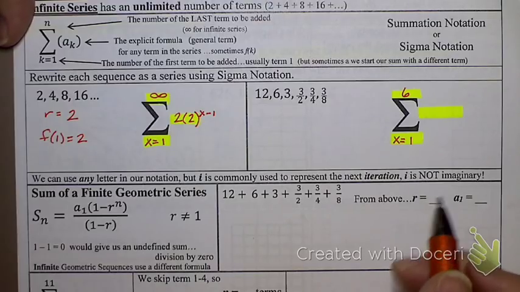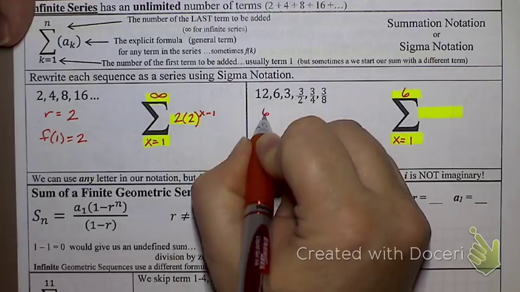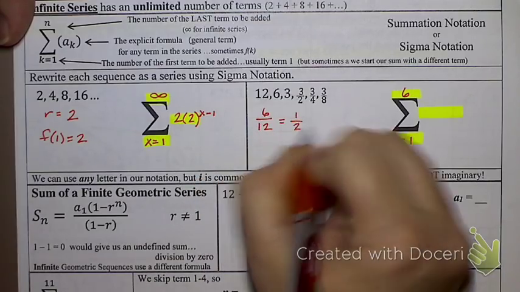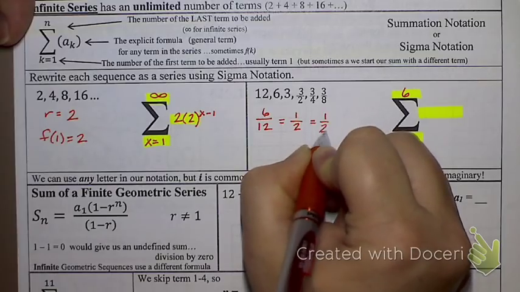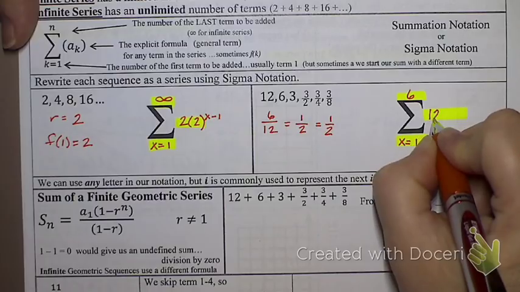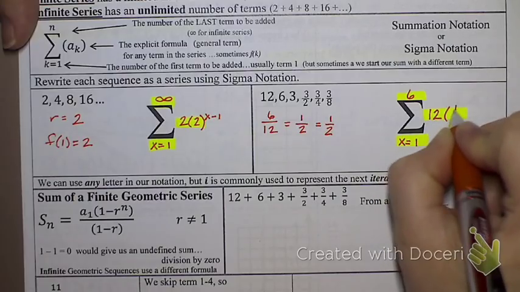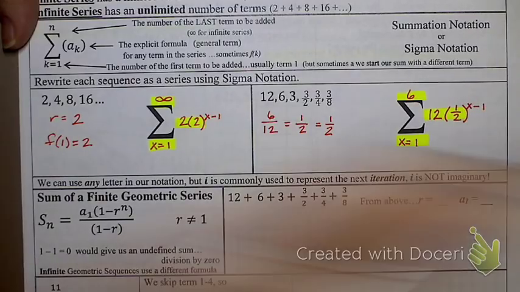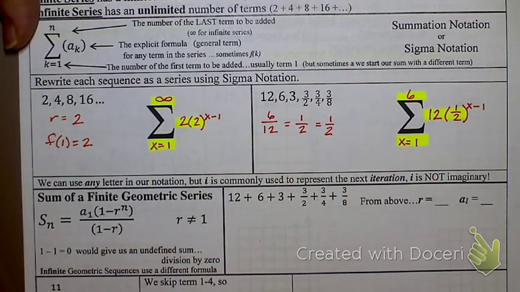A little more difficult. So if I take the second term and I divide it by the first term, what do I get? So my R value is 1/2. So what's my formula then? First term, which is 12, times 1/2 to the x minus 1. Can you handle that? That part's super easy, right?